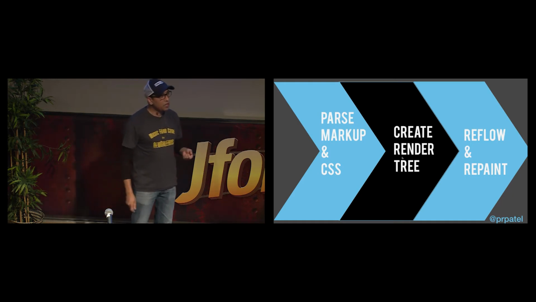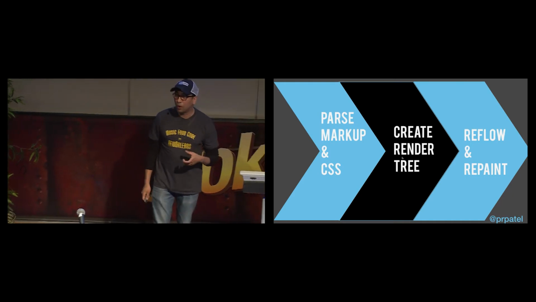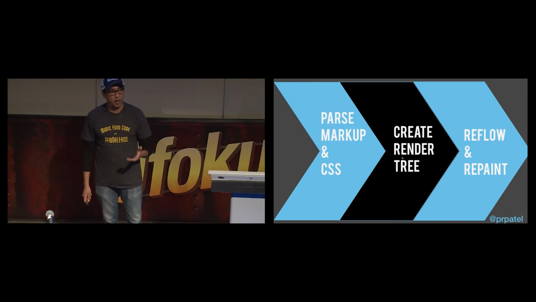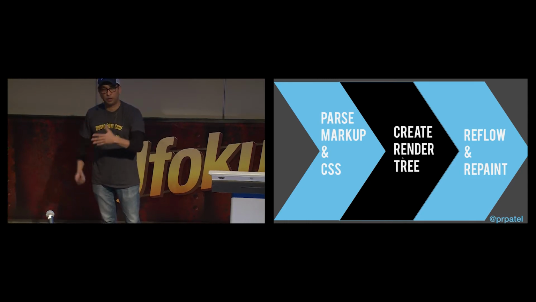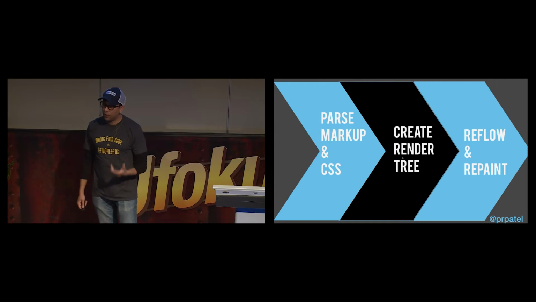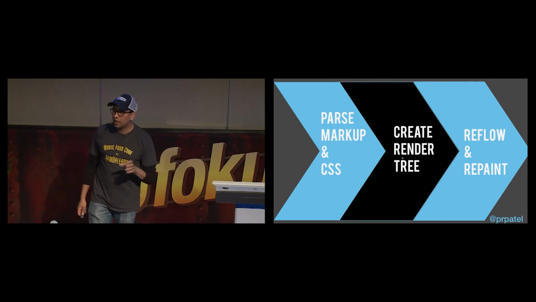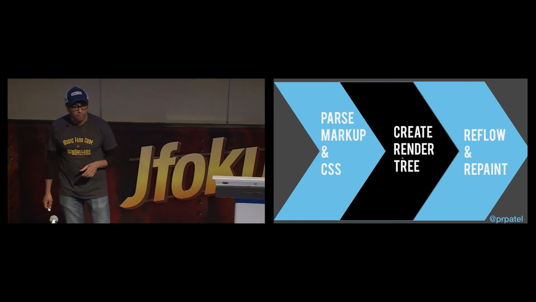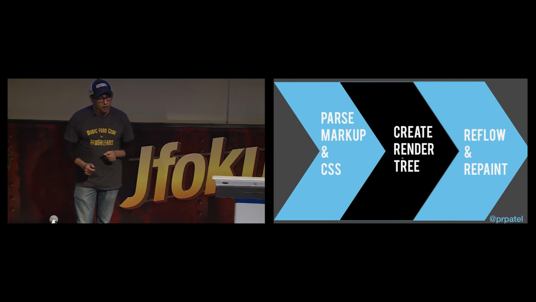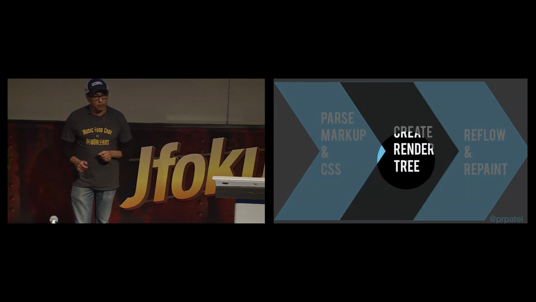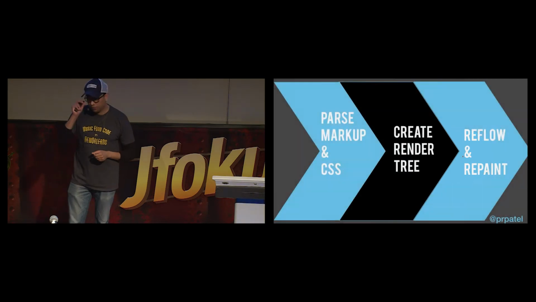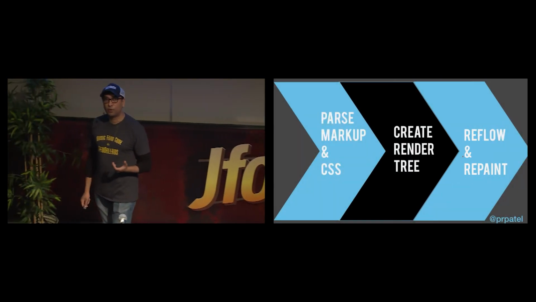Because you can think of a website or a web application as essentially a tree of DOM components. You start with the document object, and then you have your body, and inside of that you have an H1, et cetera, et cetera. So the browser is creating a tree internally that represents your specific web page. All right, so we parsed the markup, the browser's created the render tree. The final step that the browser has to do is a reflow and repaint.